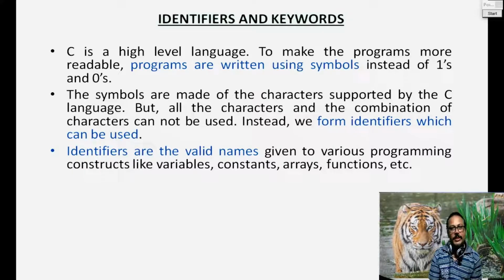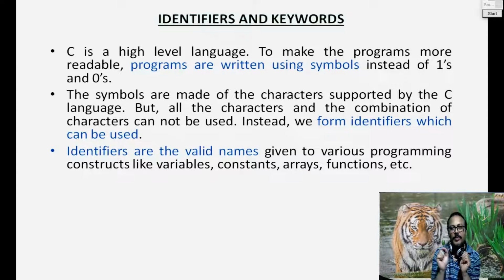Identifiers and keywords. C is a high-level language. To make programs more readable, programs are written using symbols instead of ones and zeros. We are not going to write the programs using ones and zeros. How do you write the programs? We write them using the ASCII characters, and these characters can be combined depending on your requirement. So we are going to write the programs using symbols.